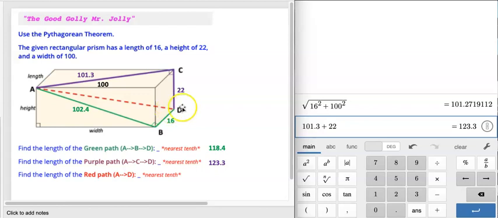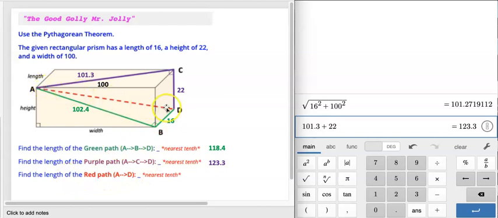So if you notice, you can kind of see it. Again, if you don't draw a picture, it's going to hurt. But if you notice, the red dash line is the hypotenuse of the purple path. You see the purple path? Look at that. That right angle right there. Boom. That's the hypotenuse. It's also the hypotenuse of the green path. So you can get the same answer either way.